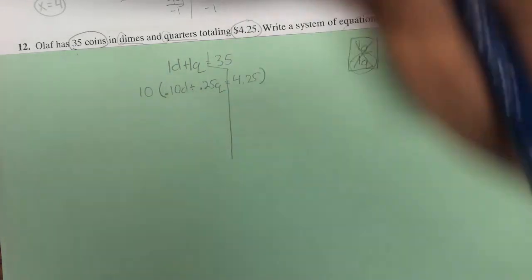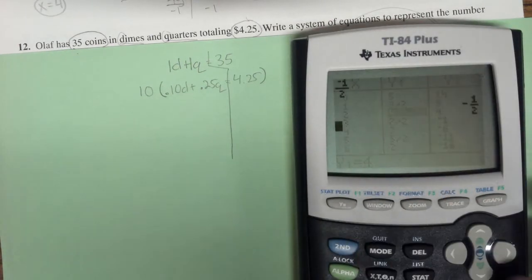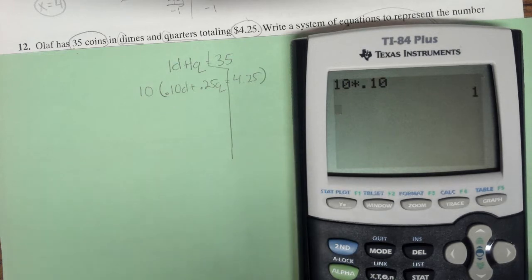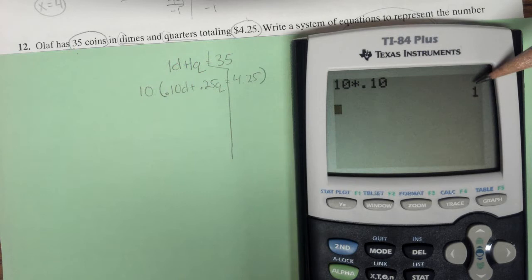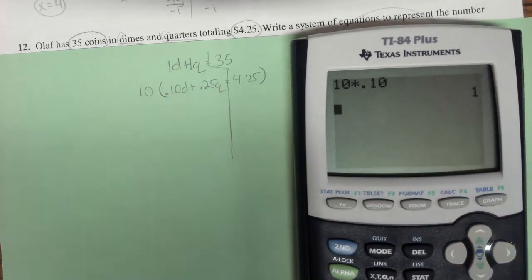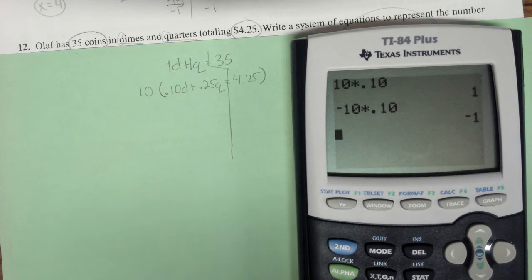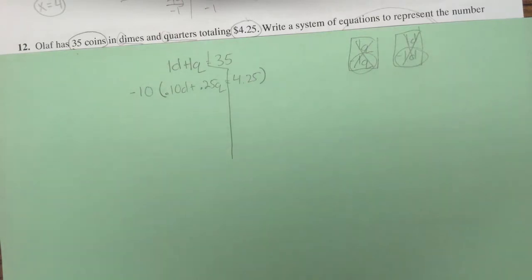So if I do 10 times 0.10, it's going to give me 1. But obviously I don't want 1, because 1D and 1D give me 2Ds. I want to have a negative 1. So instead I'm not going to multiply by 10, I'm going to multiply by negative 10. So negative 10 times 0.10 is going to give me what I want, which is the negative 1. Whenever I multiply this out, I need to multiply all of my equation by negative 10.